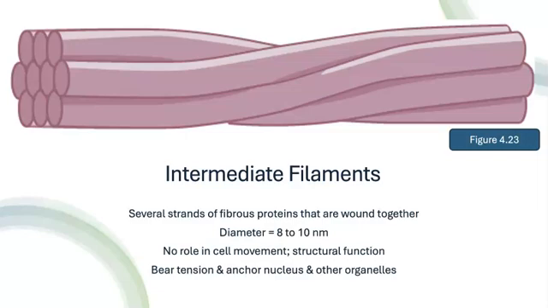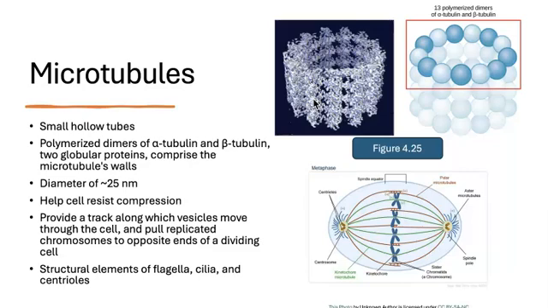So we don't really have a role in cell movement here. It's more about structural function. They can bear tension and anchor the nucleus and other organelles. Our microtubule is going to be our largest fiber, and we will have these hollow tubes that get created. Like the microfilaments, these microtubules can disassemble and reform very quickly.